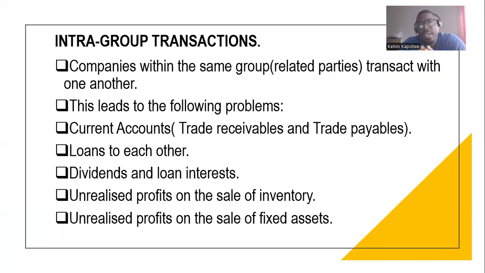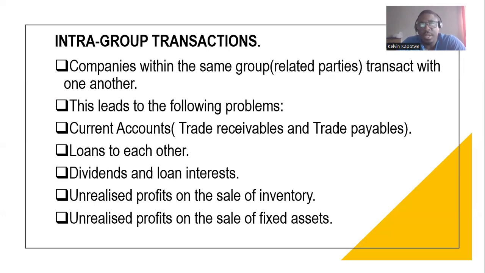So we are saying, companies within the same group, we call them related parties, right? Transact with one another. So this leads to the following problems. Number one, your current accounts, that is your trade receivables and your trade payables are affected, right? Then you have issues to do with your loan accounts also. So your loans with one another.